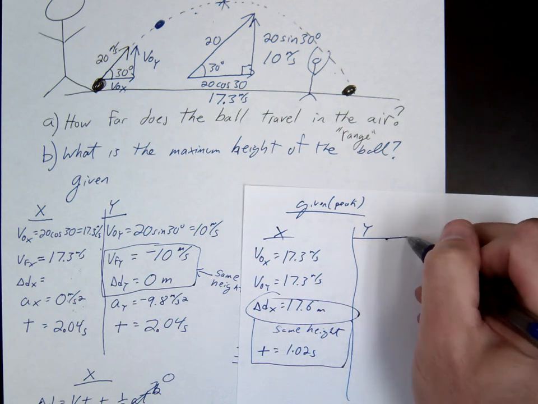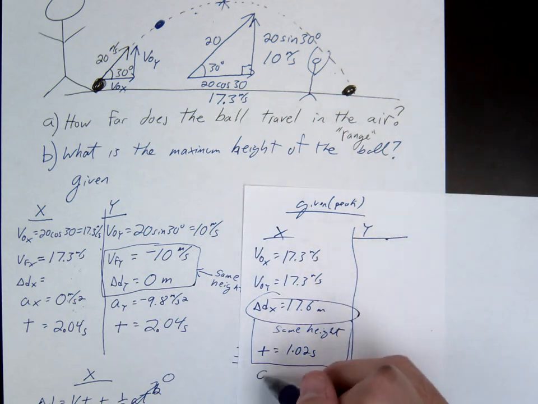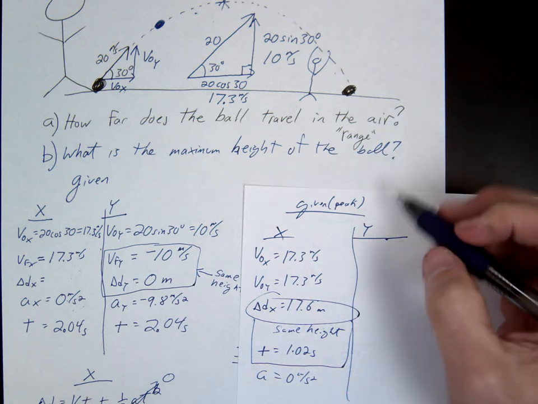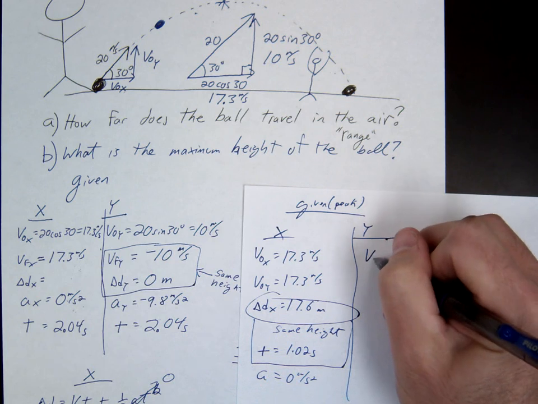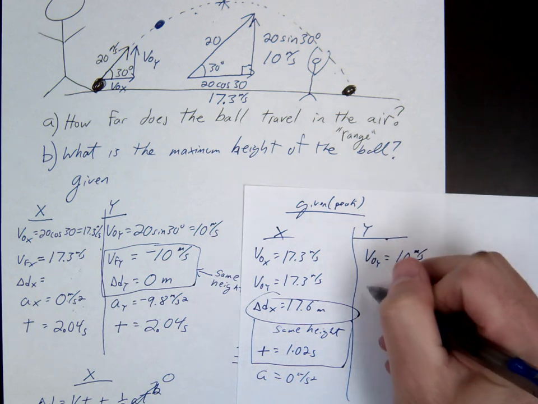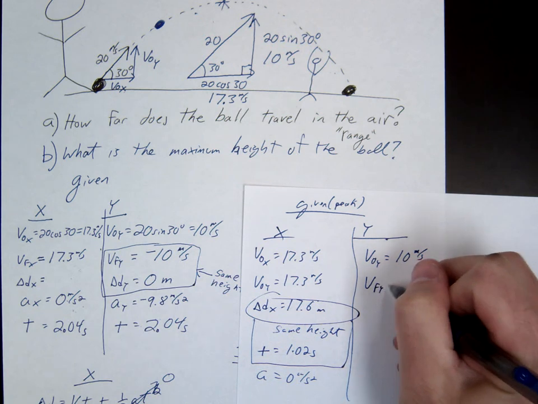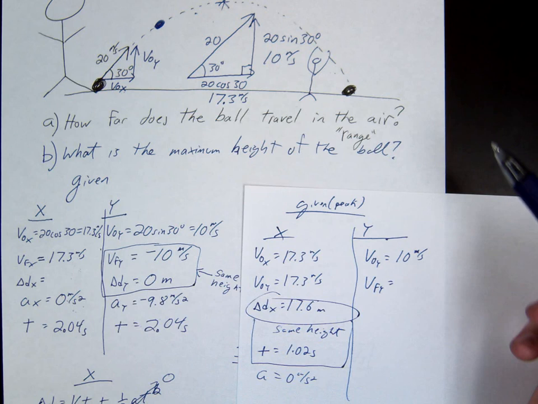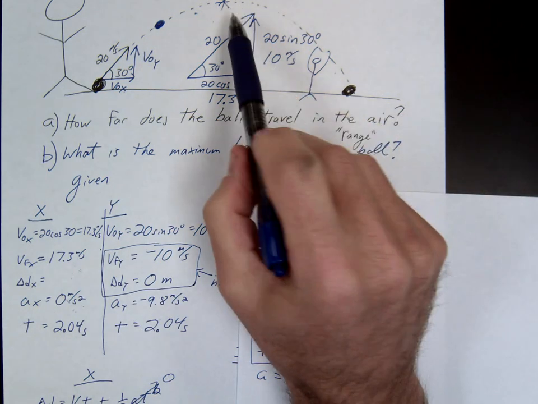So we just found all of our givens, right? That didn't really help us with the problem, but you could piece it together. Let's do the y direction. Is V initial y still 10? Is V final y still negative 10? No. What's the velocity at the peak? What's the vertical velocity at the peak? 0.